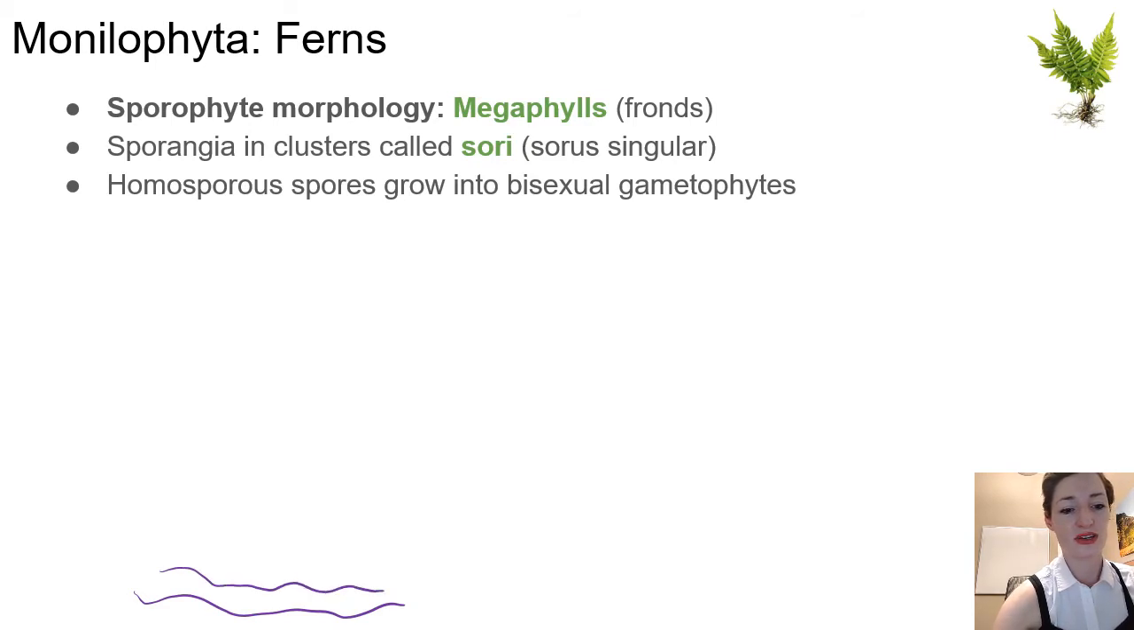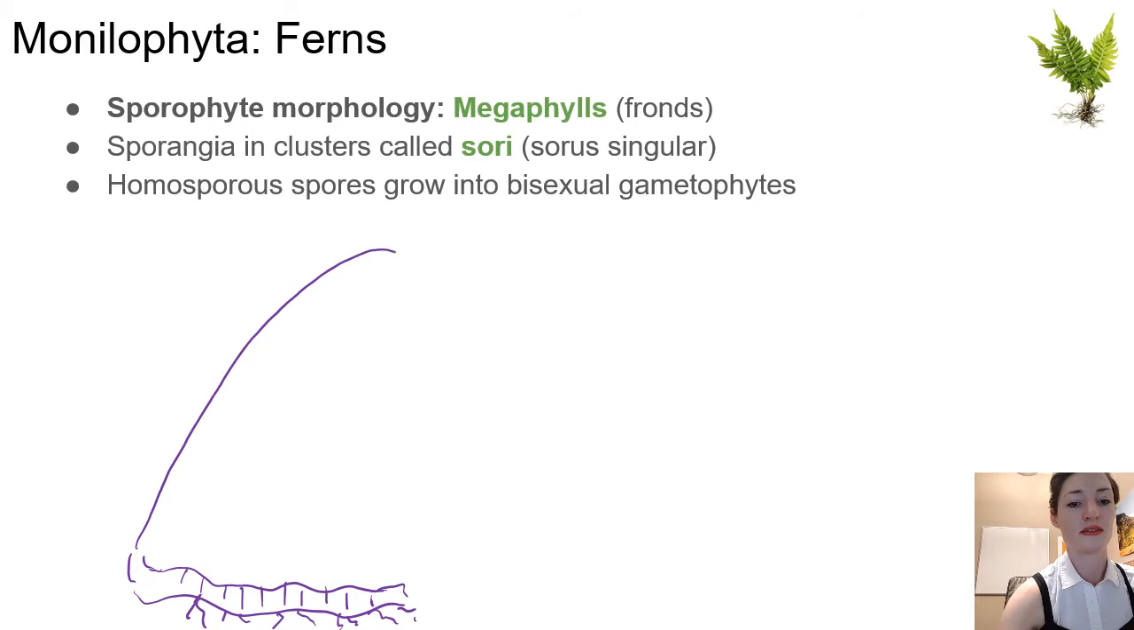So if we are drawing our sporophyte here, say we have a rhizome, so I don't forget to draw it, growing underground with all its nodes, producing adventitious roots. And then when it comes above ground, it is going to produce megaphylls, so these large leaves that we know as fern fronds. And those usually will have some kind of compound leaf structure.